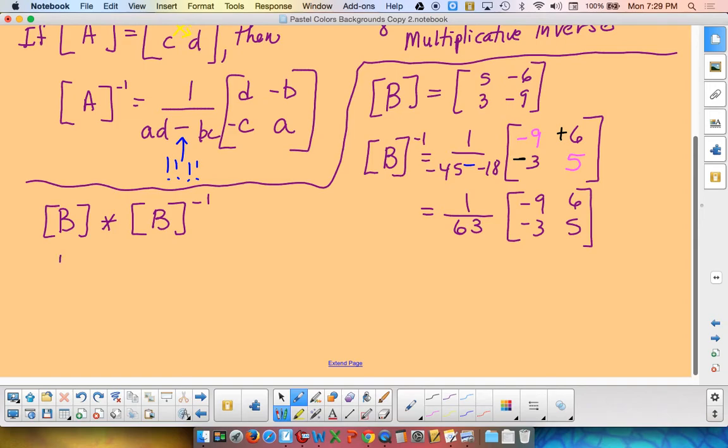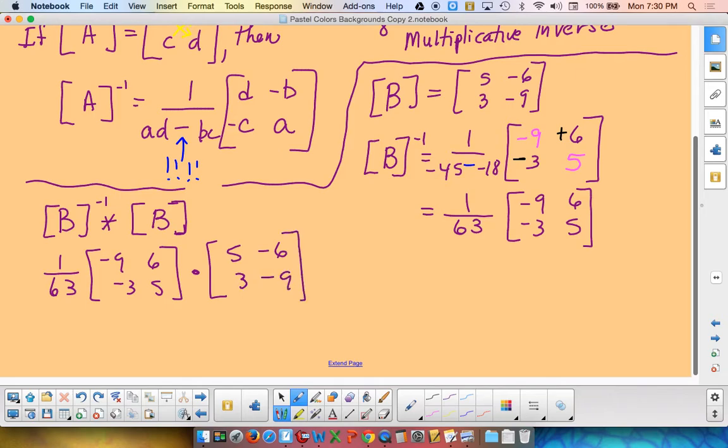So I'm actually going to switch this. Since they're both 2 by 2s, the order doesn't matter. I just want that fraction out front, so I'm going to write the inverse first. It is easier to do these with the inverse first. So I have the 1/63, the -9, 6, -3, 5, and I'm taking it times the original matrix, which was 5, -6, 3, -9. Leave the 1/63 sitting until the last possible moment.